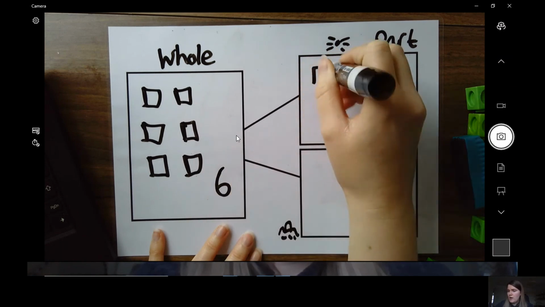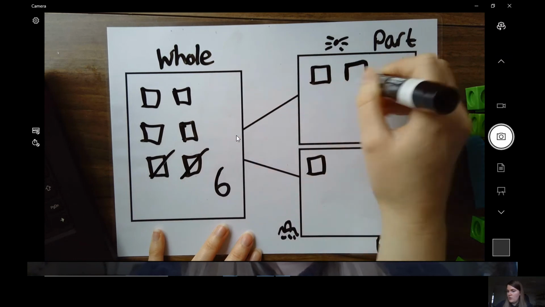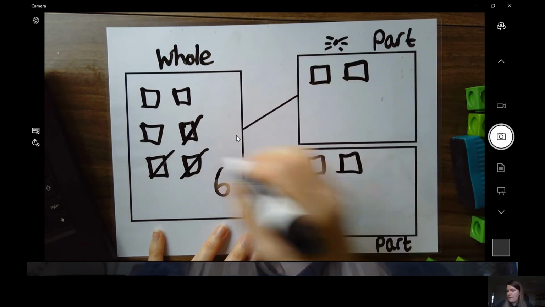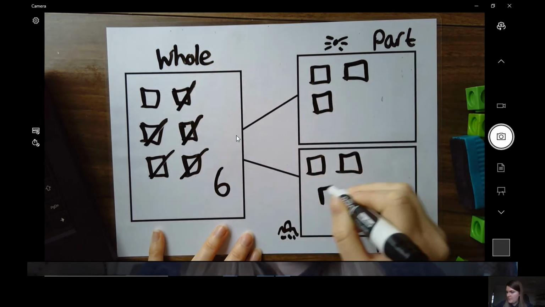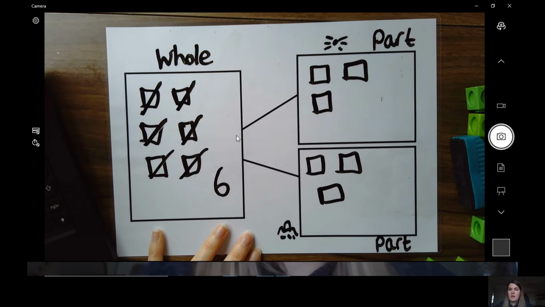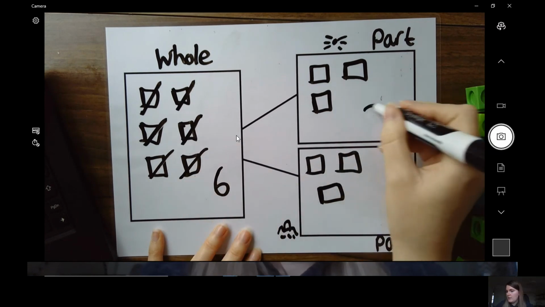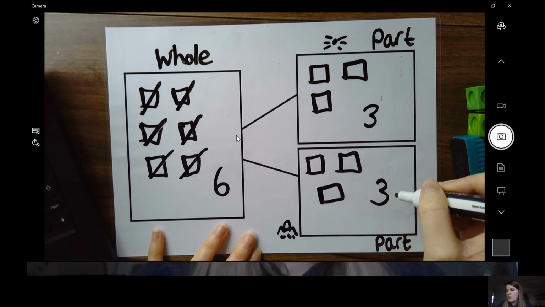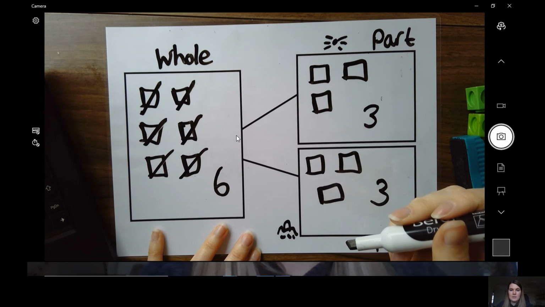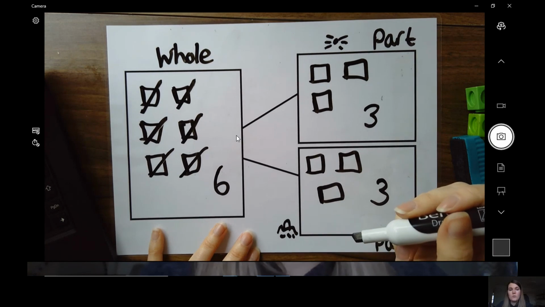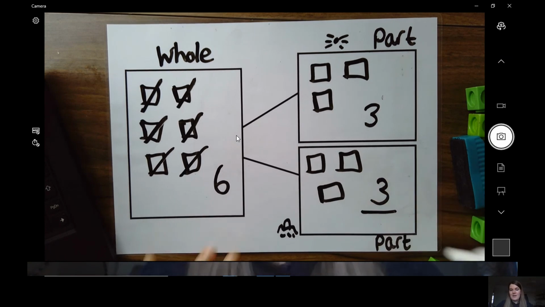So I'm going to draw 1, 2, 3, 4, 5, 6. That way I know that I've used them all. How many have I got this side? 3 and 3. Double 3 is 6. I divided it out into my equal parts. The whole is 6. Half of 6 is 3.